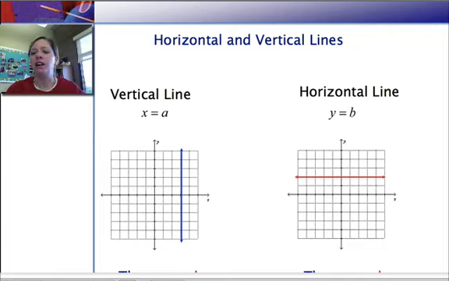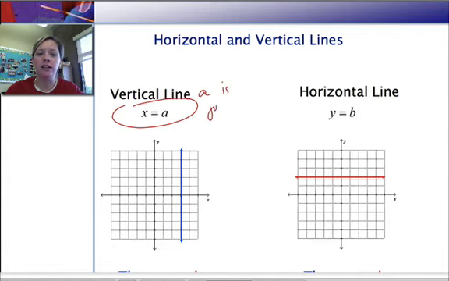A vertical line will always have the basic format of x equals a, where a is just a number. It could be any number. And the same with my horizontal lines: y equals b, where b is just a number. We're just using this as a general guide for how to write the equation of those lines. So this is why we say that this equation is in one variable. My equation has only x or only y in it.